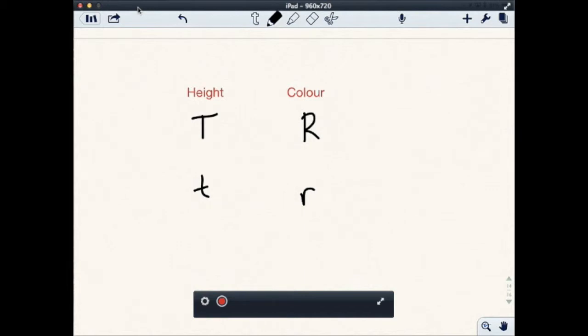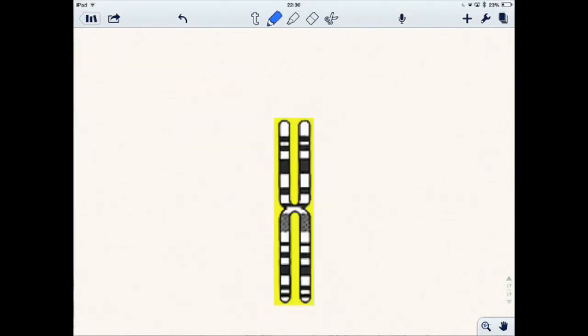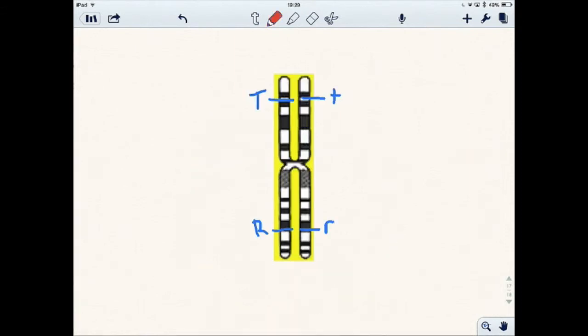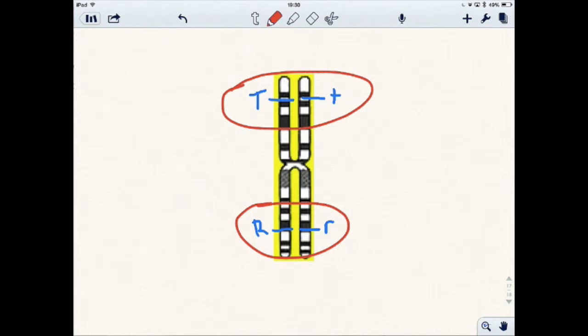Factors that control the same characteristic cannot be inherited together, but factors that control different characteristics can be inherited together through generations. The way that genes that control different traits can be inherited together, and the way that the genes that control the same traits cannot be inherited together, is attributed to chromosomes. We see here that the genes controlling height and the genes controlling color are located at the same position of two copies of the same chromosome.